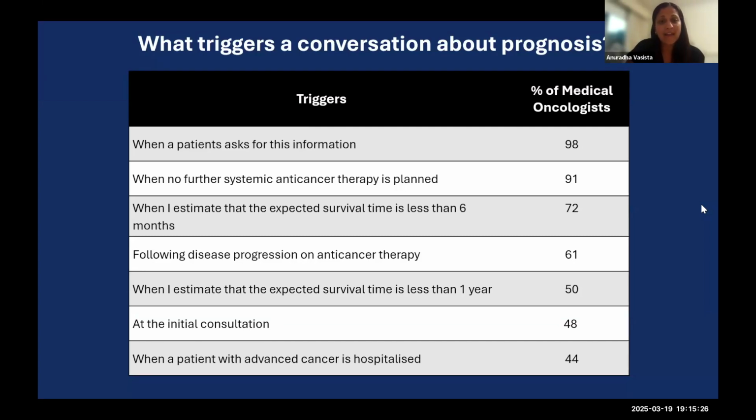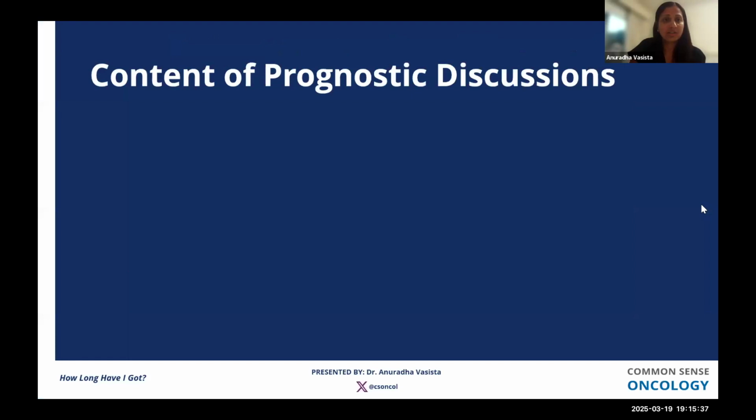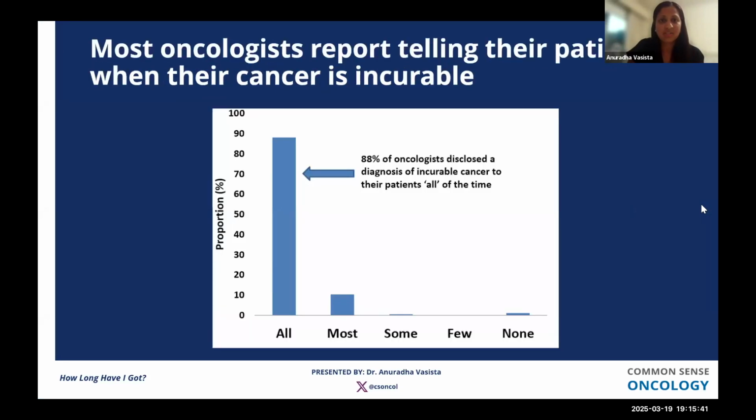And interestingly, less than half did it at the initial consultation, which is understandable as well. So what did we all talk about during our prognostic discussions? So 88% of oncologists disclose a diagnosis of incurable cancer to their patients all of the time. So that's a large number, and that's reassuring.